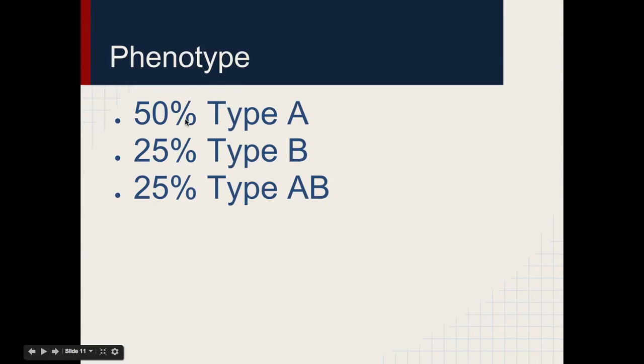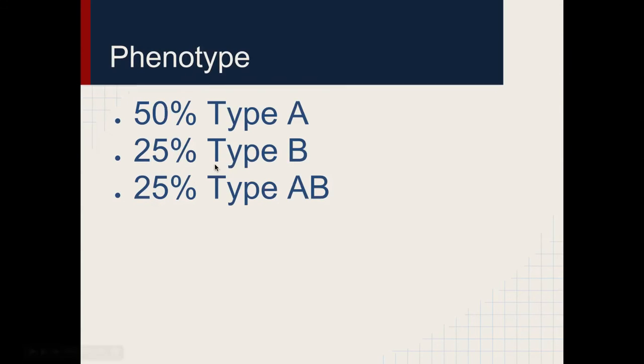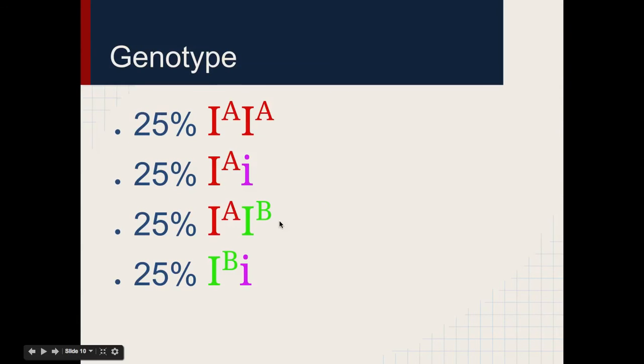For the phenotype, you have a 50% chance of type A. IA, IA is going to give you a type A person, and IA with a little i is also going to give you a type A person. So you must add these two chances together, because they might be different genotypes, but it's the same phenotype. You have a 25% chance of type B and a 25% chance of type AB. This one is your AB and this one is your B.